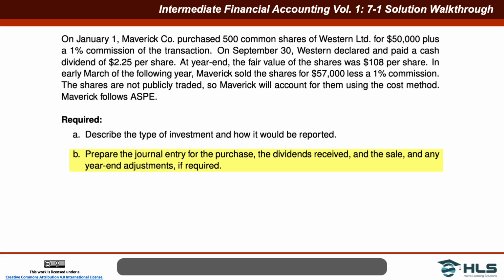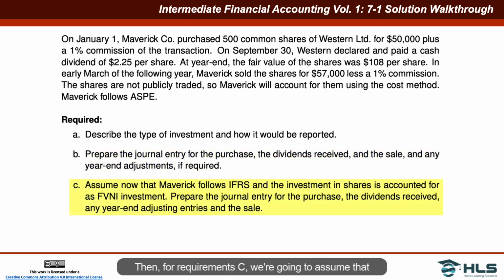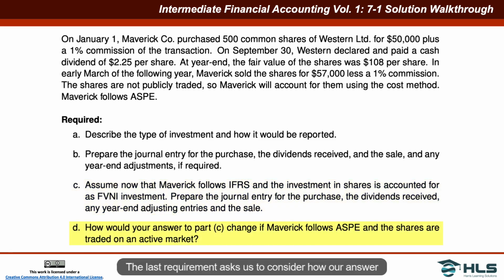if required. Then for requirement C, we're going to assume that Maverick follows IFRS, and the investment in shares is accounted for as a fair value through net income or FVNI investment, and prepare the same journal entries as in requirement B. The last requirement asks us to consider how our answer to requirement C would change if Maverick follows ASPE and the shares are traded on an active market.